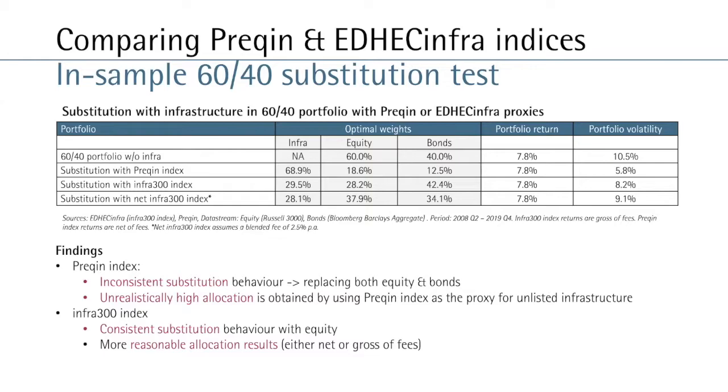Conversely, if you look at the same results with the Infra 300 index, we get a consistent substitution between infrastructure and stocks, while the bond allocation remains pretty much untouched. Now that makes sense. Infrastructure equity is, after all, also equity. And also we get a much more reasonable allocation to infrastructure, about 30%. This is still very high, of course, but remember that this is a simple in-sample test with no constraints and only 3 asset classes.